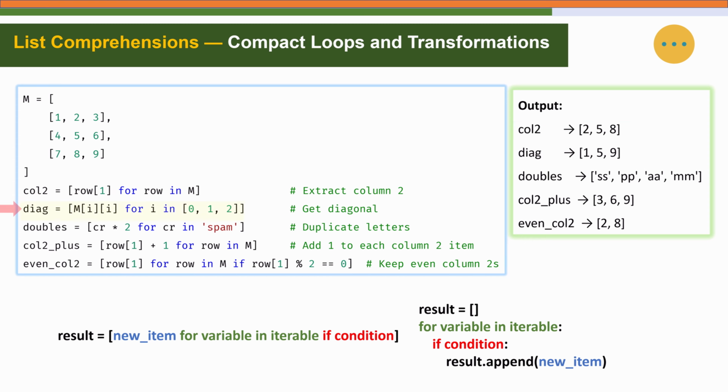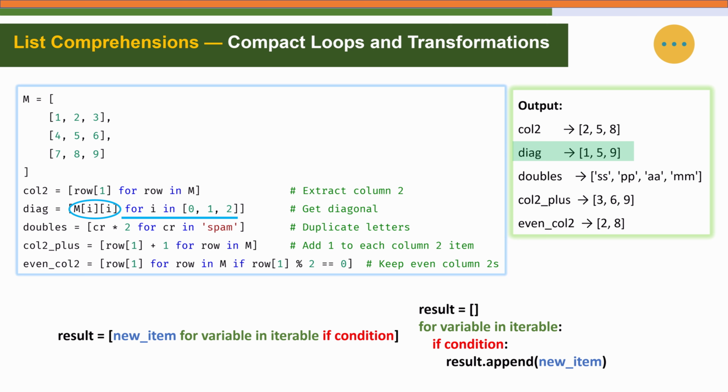Next, we can also extract the diagonal items, those that share the same row and column index. So we write it as this comprehension. This results in 1, 5, 9. List comprehensions are not limited to numbers, they work on any sequence.